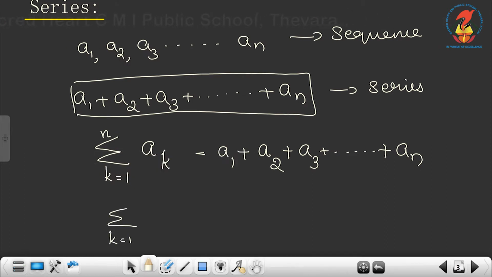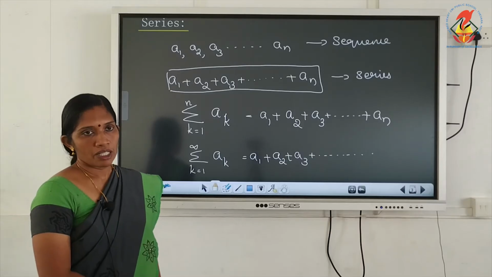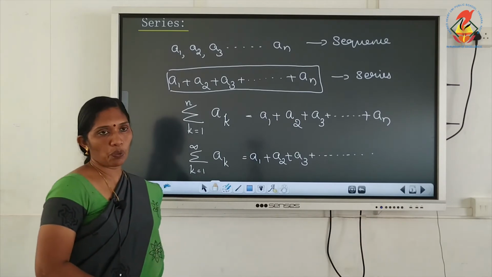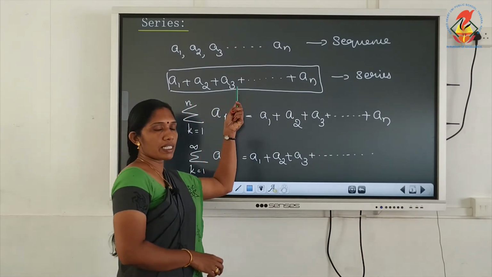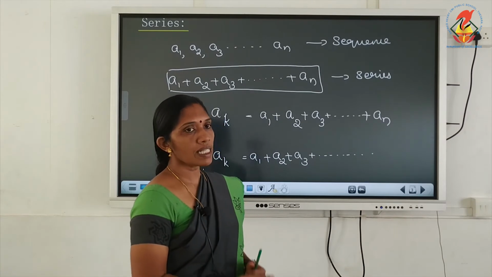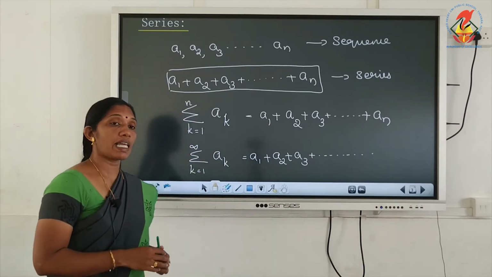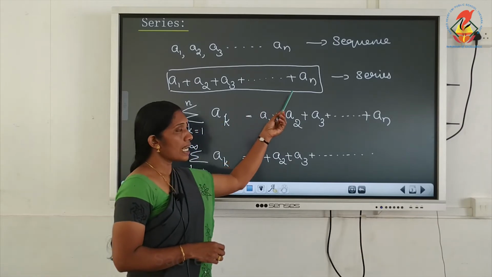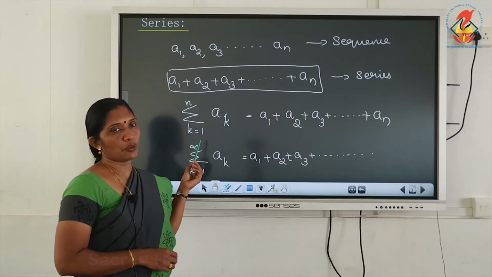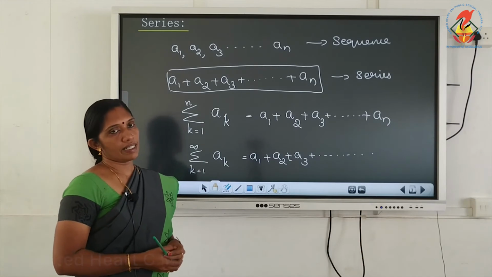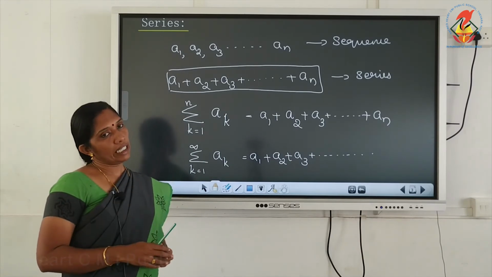If it is an infinite series, instead of this n, what do we write? Sigma K from 1 to infinity, AK. So we have to write A1 plus A2 plus A3 plus etc. It's an infinite series. So, understood the difference between series and sequence? Sequence means A1, A2, etc., An. Then the corresponding series is A1 plus A2 plus etc. plus An. Then we can use the sigma notation for representing this series. Series can be finite or infinite.